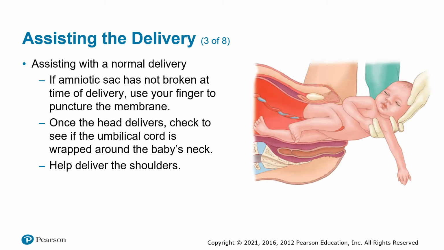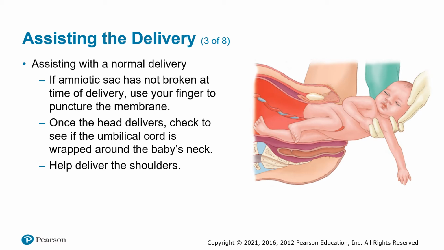If the amniotic sac is not broken at the time of delivery, you're going to use your finger to puncture the membrane. This is called an en-caul birth, E-N-C-A-U-L. This is one of those things that sounds good, to put your finger in there and puncture the membrane. However, that's probably not going to work. I've had one of these in my time, where I assisted with the delivery for somebody else. I was not the person delivering the baby.